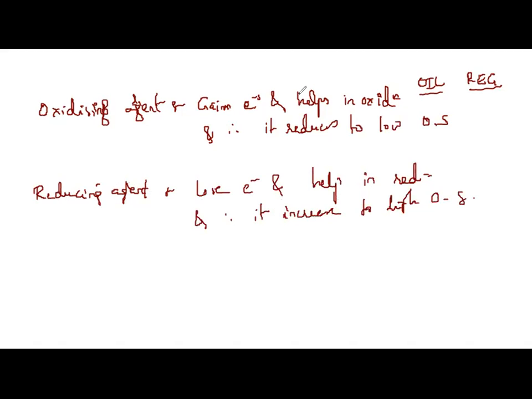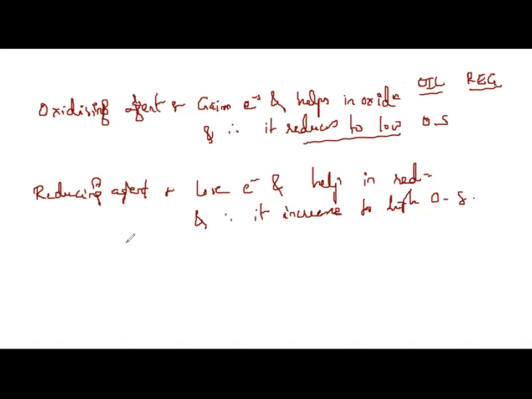Or you can also define an oxidizing agent as a substance the oxidation number of whose atom decreases. If the oxidation number decreases, then it is an oxidizing agent. If that atom's oxidation number increases, it becomes a reducing agent.